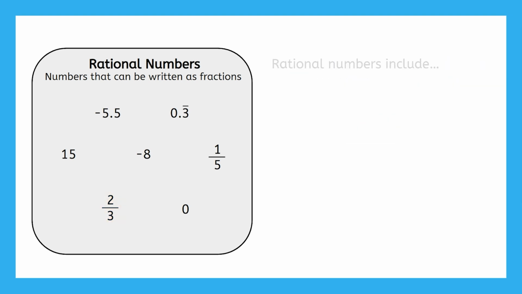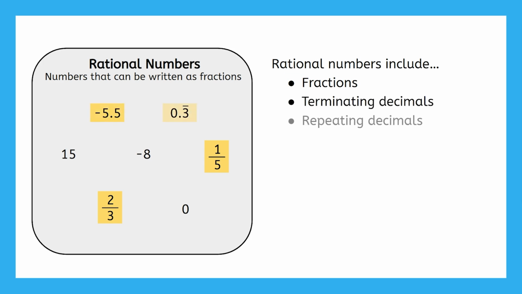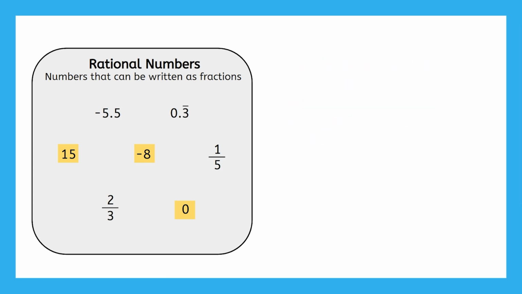So, rational numbers include fractions, terminating decimals, and repeating decimals. I also see the integers, 15, -8, and 0. Remember, any rational number can be written as a fraction. Can 15, -8, and 0 be written as fractions?